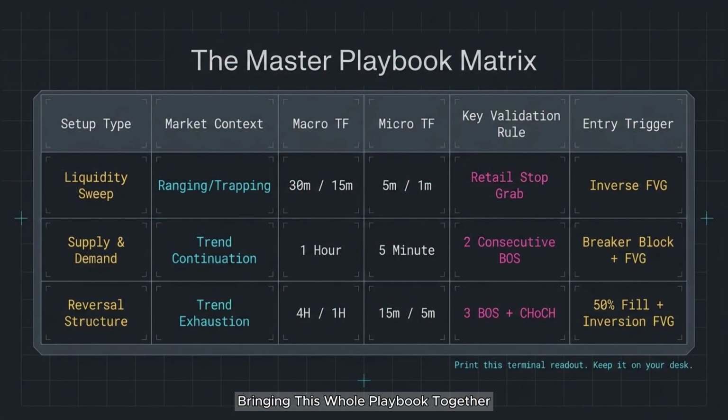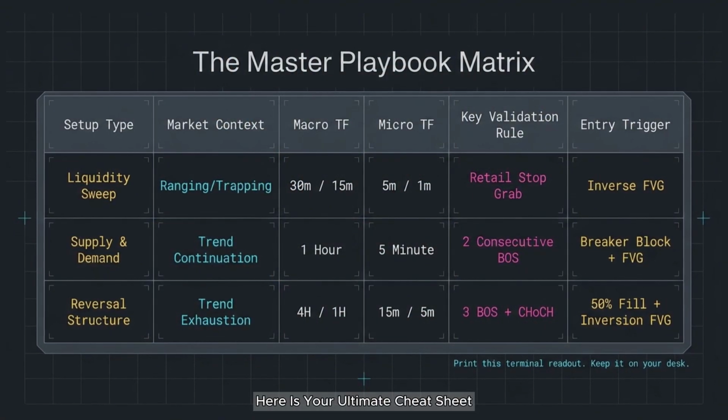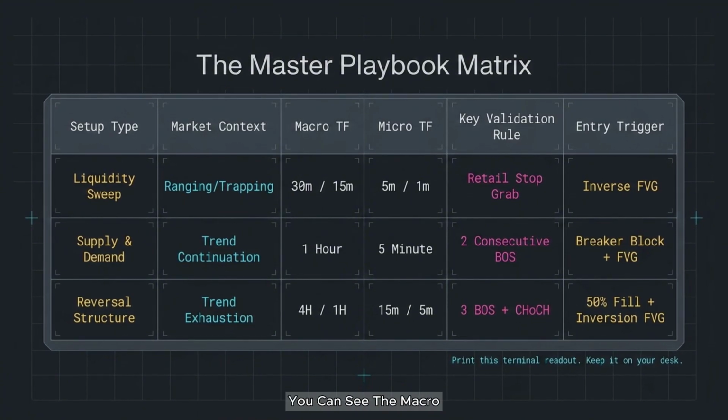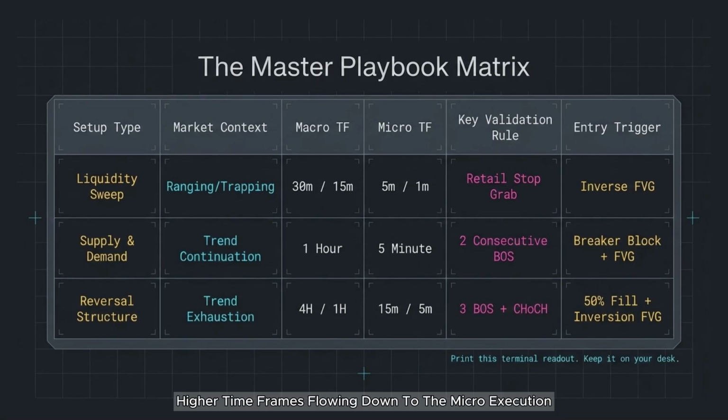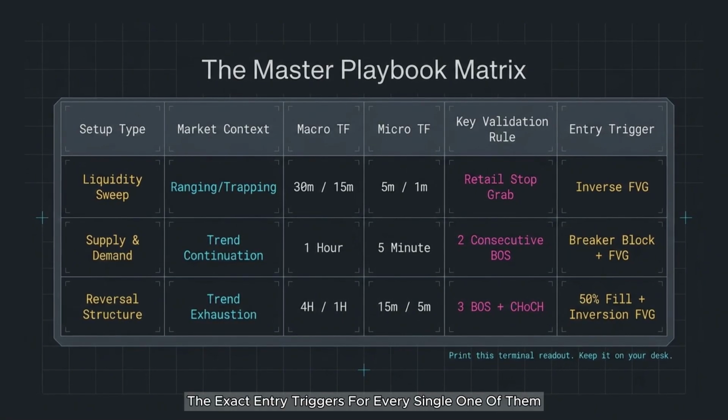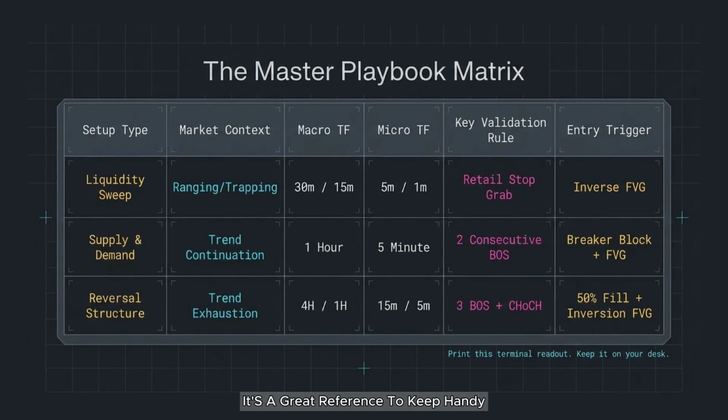Bringing this whole playbook together, here is your ultimate cheat sheet. It compares all 3 mechanical setups side by side. You can see the macro, higher timeframes flowing down to the micro execution, lower timeframes, alongside the exact entry triggers for every single one of them. It's a great reference to keep handy.